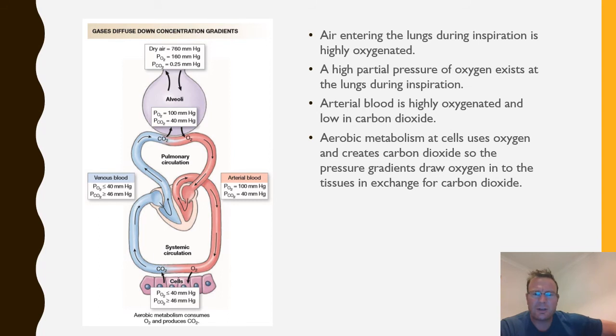So this is just a little summary of what was previously said. Air entering the lungs during inspiration is highly oxygenated. A high partial pressure of oxygen exists at the lungs during inspiration. This is the breathing in. Arterial blood is highly oxygenated and low in carbon dioxide. And aerobic metabolism at cells uses oxygen and creates carbon dioxide. So the pressure gradients draw oxygen into the tissues in exchange for carbon dioxide.